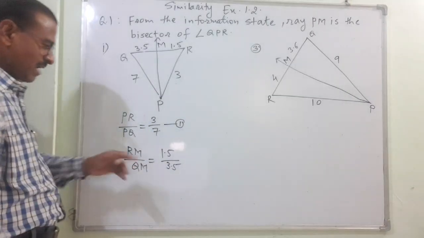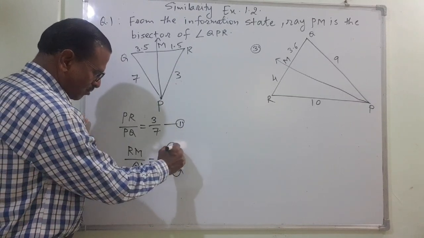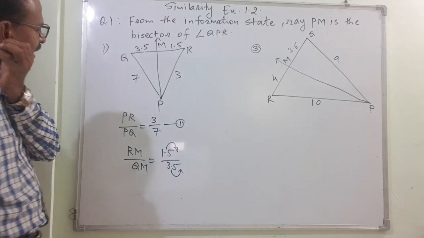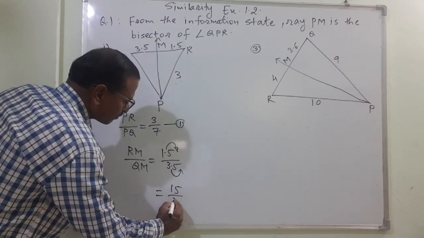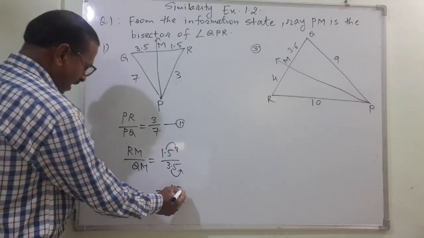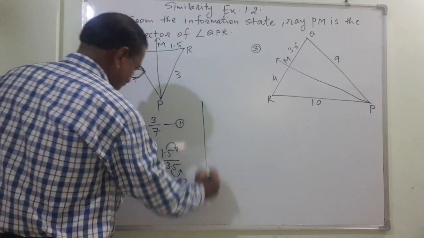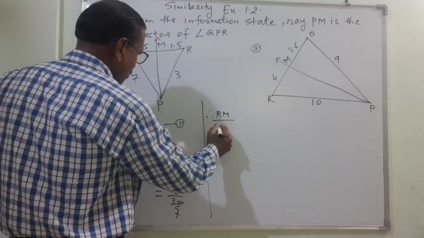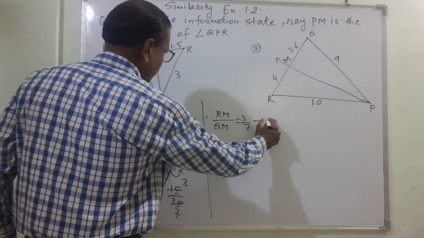Now these are the decimals. I have to shift this decimal. If I shift this decimal to one place, then this will be also to one place. Or in other ways we say multiplying the numerator and denominator by 10. So this will be 15 upon 35. So I can divide by 5. 5 3s are 15 and 5 7s are 35. Therefore, the final step I will write RM upon QM is equal to 3 upon 7, number 2.